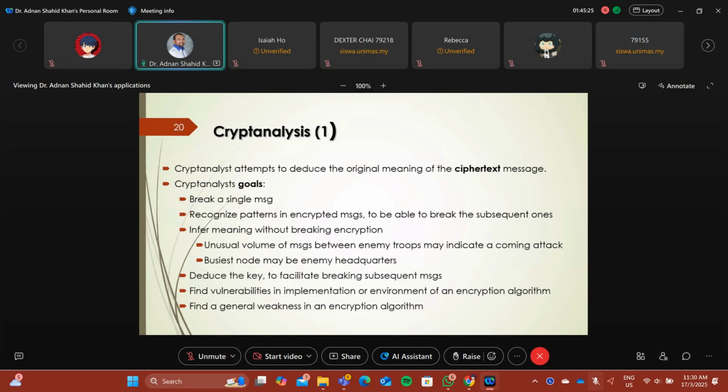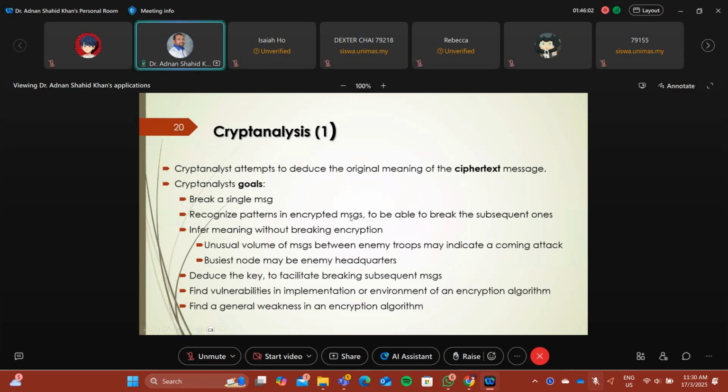Now we have cryptanalysis. The cryptanalyst, the attacker, attempts to deduce the original meaning of the ciphertext. So this is the purpose. He needs to see what's going on. So what are the goals? I need to make sure that even an authentication request message sent to the bank, or a response message coming from the bank, that single message, we try to break all those messages.